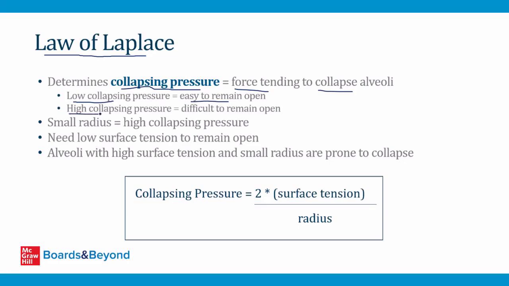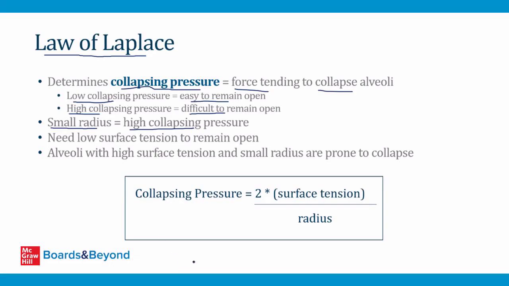A high collapsing pressure is bad. This means there are lots of forces trying to collapse that alveoli and it's difficult for them to remain open. So two things determine the collapsing pressure. One is the surface tension, which we just talked about. The other is the radius of the alveoli. So when the alveoli have a small radius, this leads to a high collapsing pressure. On the other hand, when there's a large radius, this leads to a lower collapsing pressure.